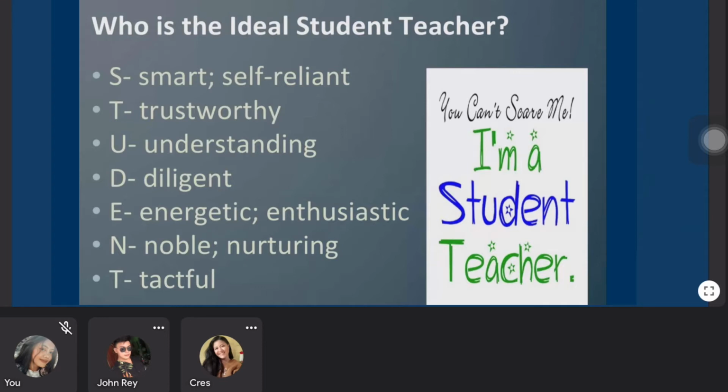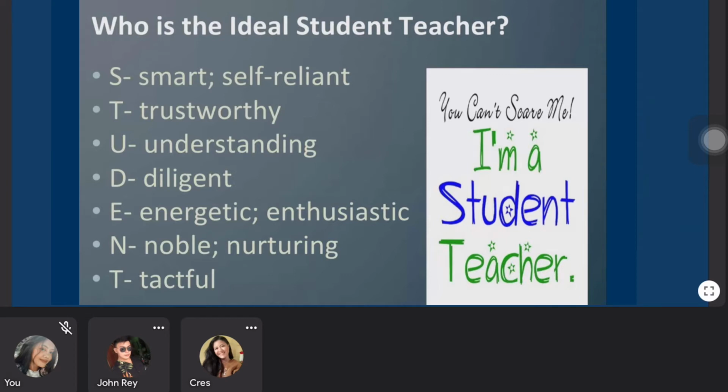We should be diligent. We should be willful to do our given task. We should be diligent in our assignments, in doing what our critic teacher or professor instructor will ask us to do. Energetic. For letter E, we have energetic and enthusiastic. So of course, if we are going to teach students, we should be energetic and enthusiastic, because our mood influences the people around us, especially the students.